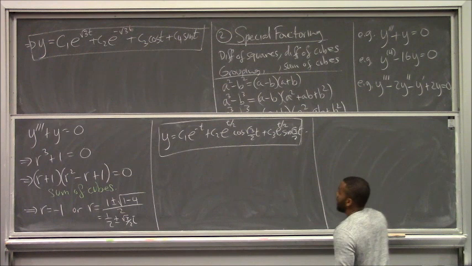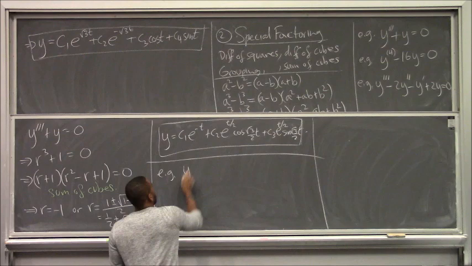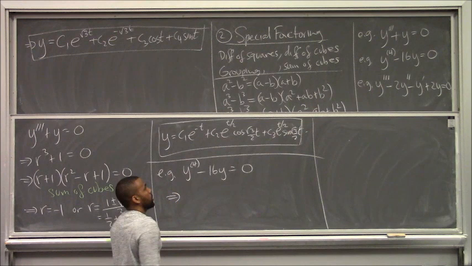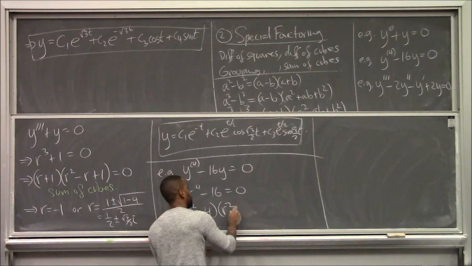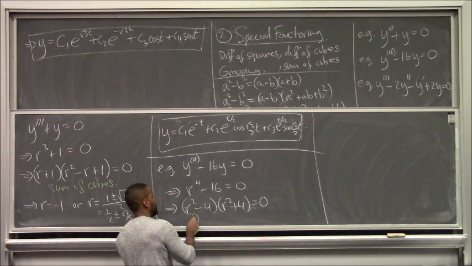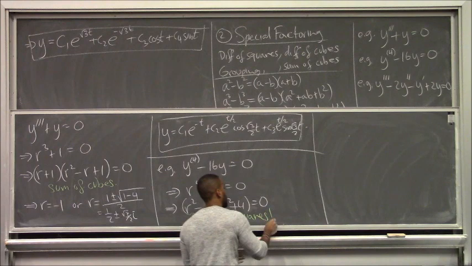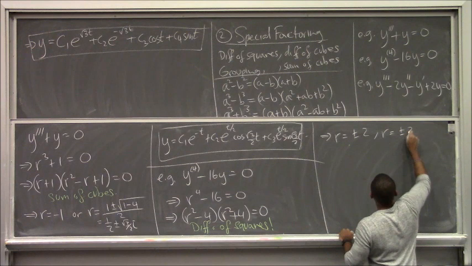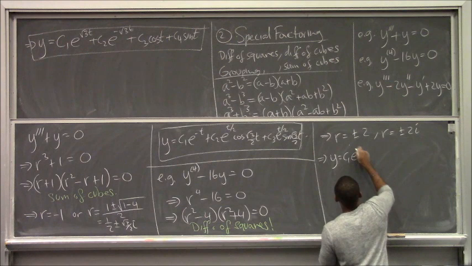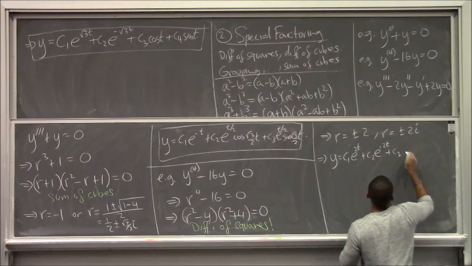Let's see the other example. This means r to the fourth minus 16 equals 0. How do we do with that one? r squared plus or minus 4 squared. That was a difference of squares that I just applied. So we will get r equals plus or minus 2, r equals plus or minus 2i. This means our y is c1 e to the 2t plus c2 e to the minus 2t plus c3 cosine 2t plus c4 sine 2t.